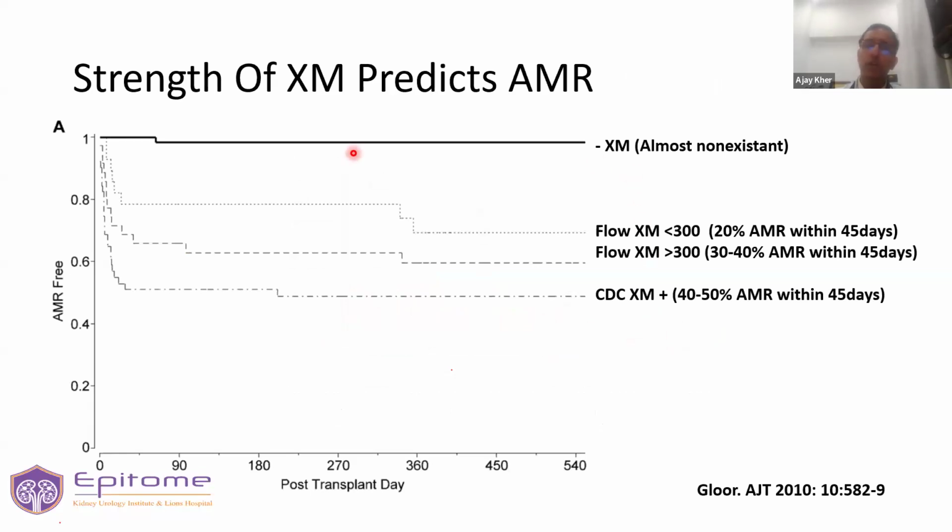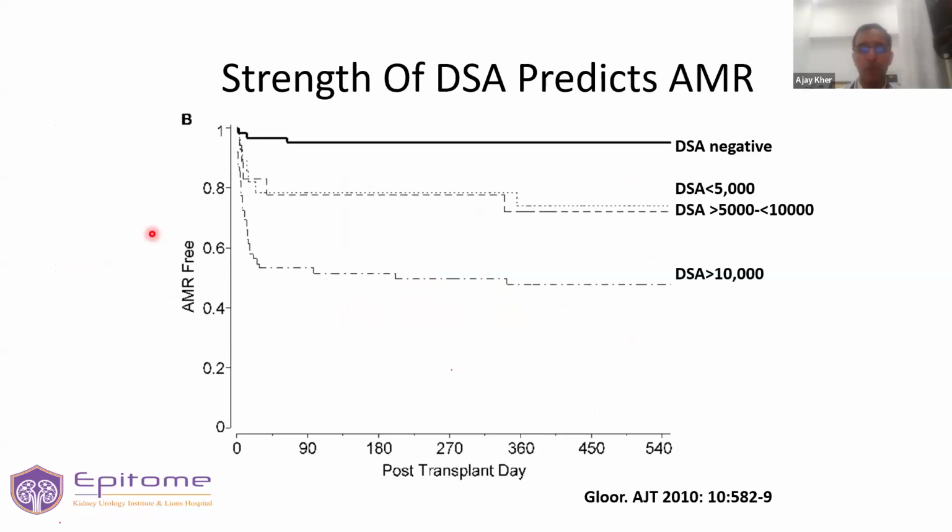And as we discussed before, your cross-match will predict antibody rejection. We've reviewed that before. If you look at just single antigen bead, if your single antigen bead is negative, risk of antibody rejection is very low. If you're between less than 5,000, or 5,000 to 10,000, and these are donor specific, you're in the 20% range. If your donor specific antibody is above 10,000, you're at 40 to 50% antibody rejection risk at, again, 45 days.